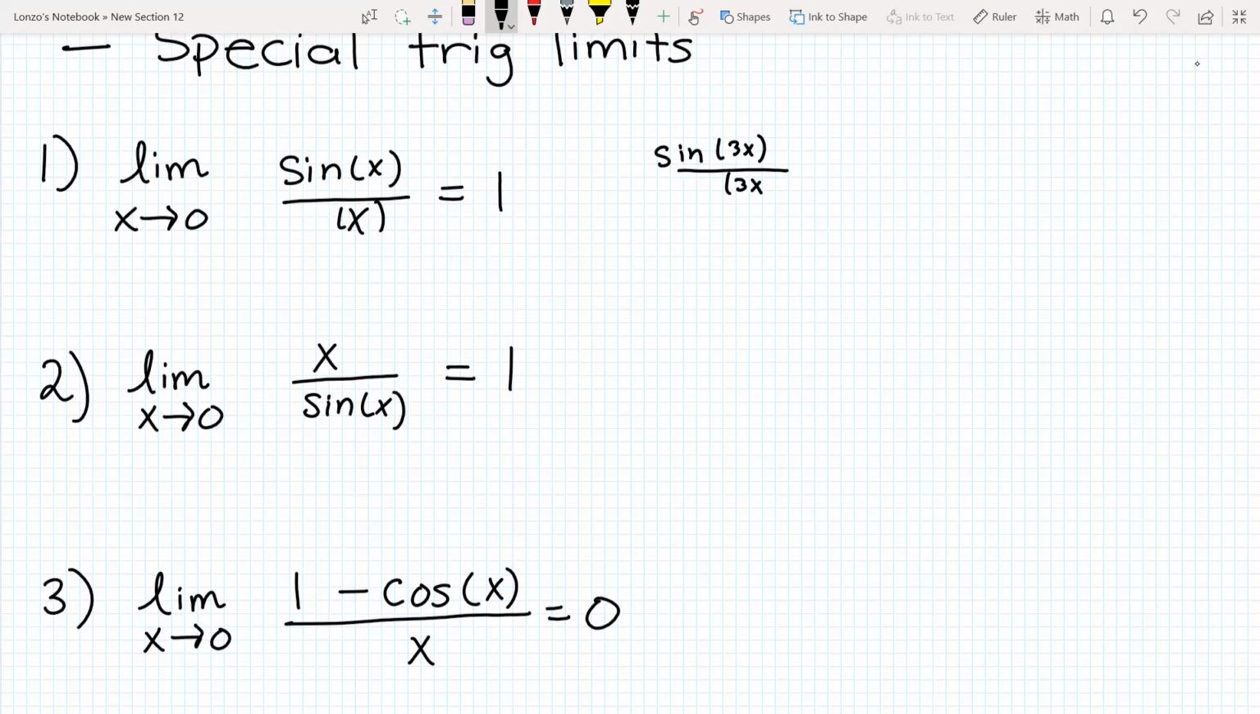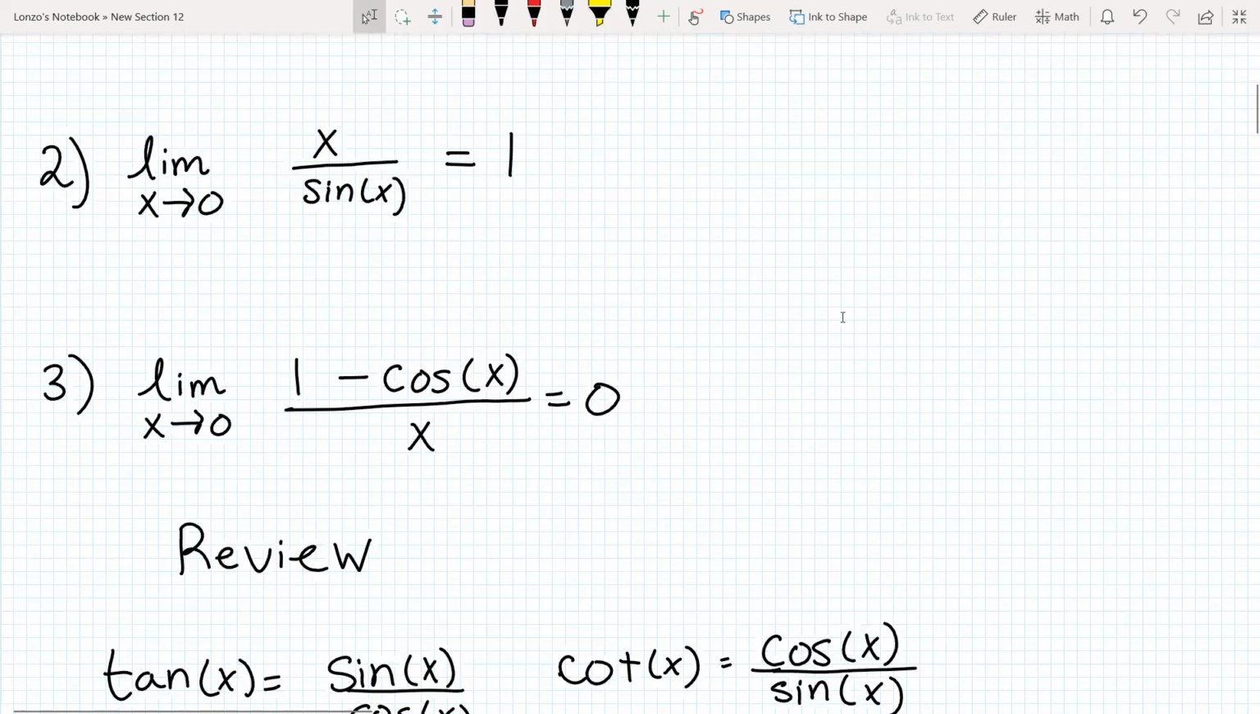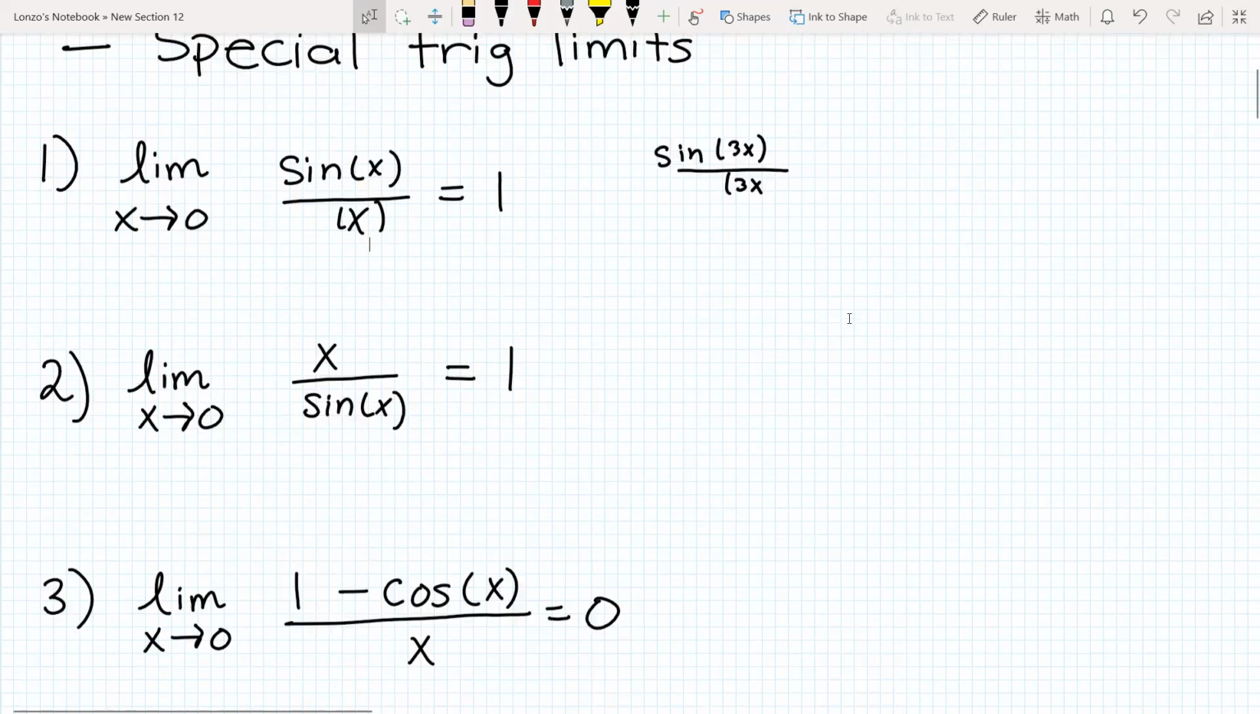Okay, and then the other one is the limit as x approaches 0 of x over sine of x equals 1. So it's basically the reciprocal of this, so that's still 1. And then the third one is the limit as x approaches 0 of 1 minus cosine of x over x equals 0. Okay, so those are the three main special trig limits.